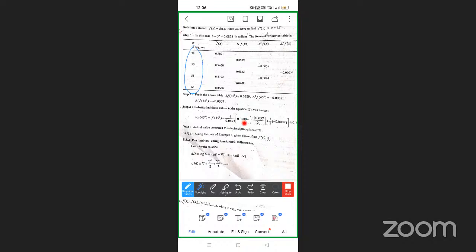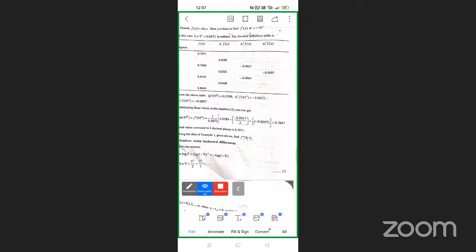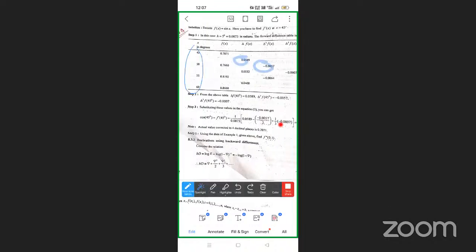So 1 by 5 into delta 0.0589, minus delta square 0.0057 by 2, plus delta cube minus 0.0007 divided by 3. Calculating this value gives 0.7047. So this is f dash of 45, that is nothing but cos 45 degrees. So here h is 5.